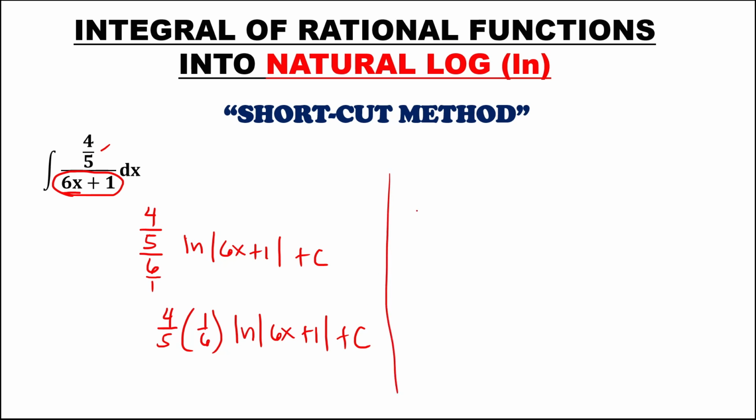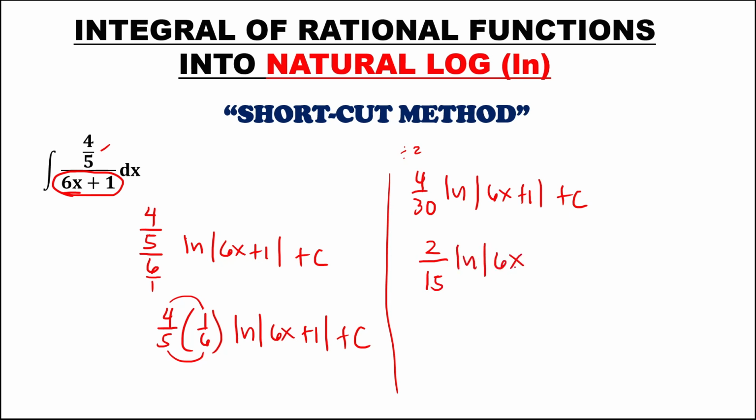or this is equal to 4 over 30, then ln, the absolute value of 6x plus 1, then plus c. Then this one is divisible by 2, so this is 2 over 15, then ln, the absolute value of 6x plus 1, then plus c.